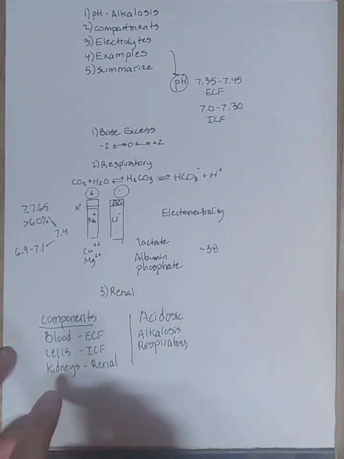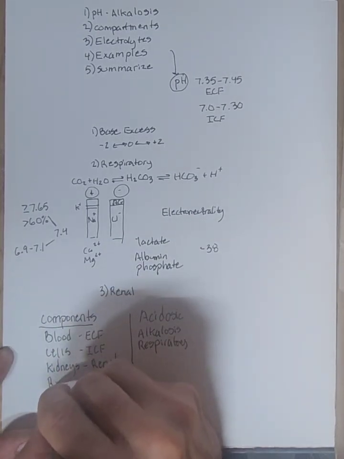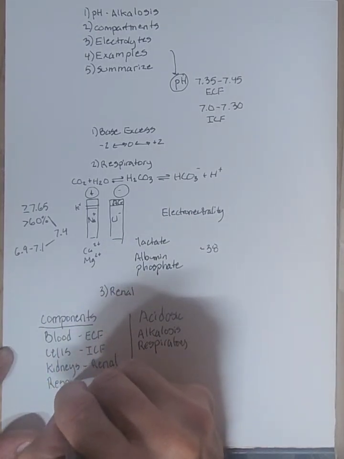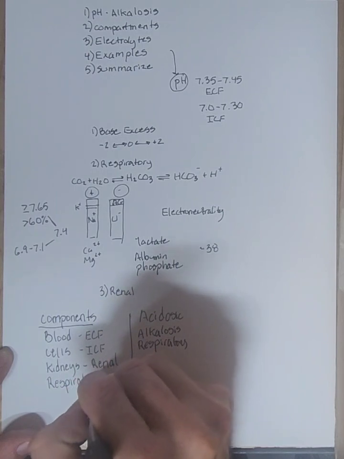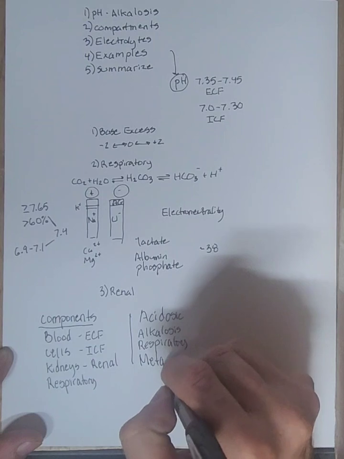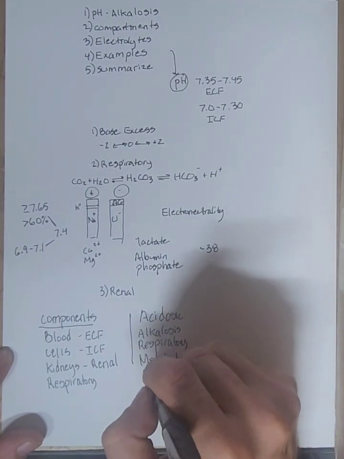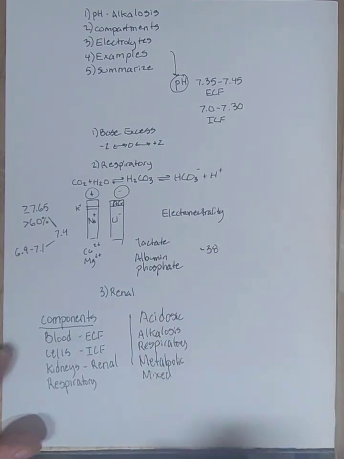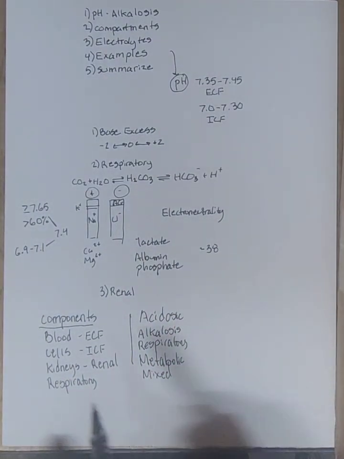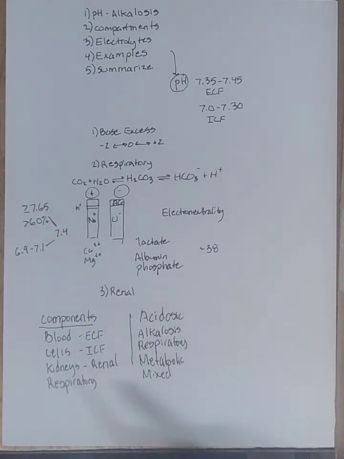I guess you could add respiratory over here as one of those components if you wanted to. Yeah, let's do that, because that is a space. And then metabolic. And then you have mixed. So take any combination, 1, 2, 3, 4, add them together in as many combinations as you possibly can.